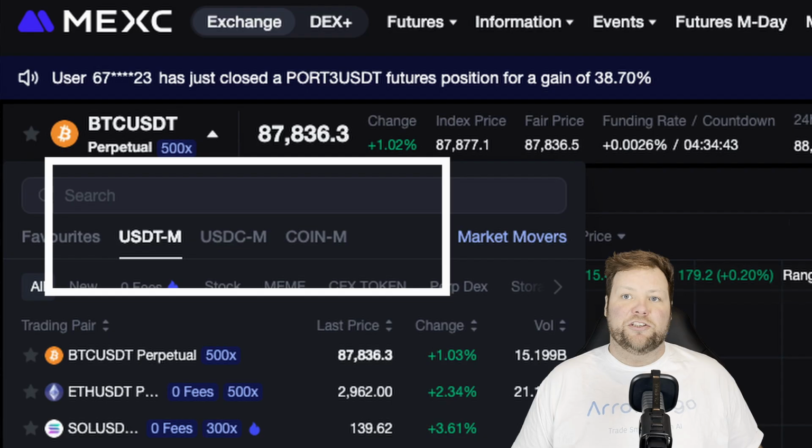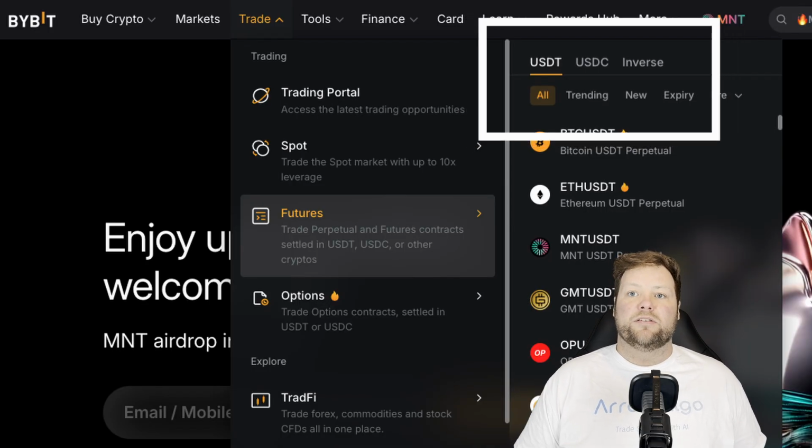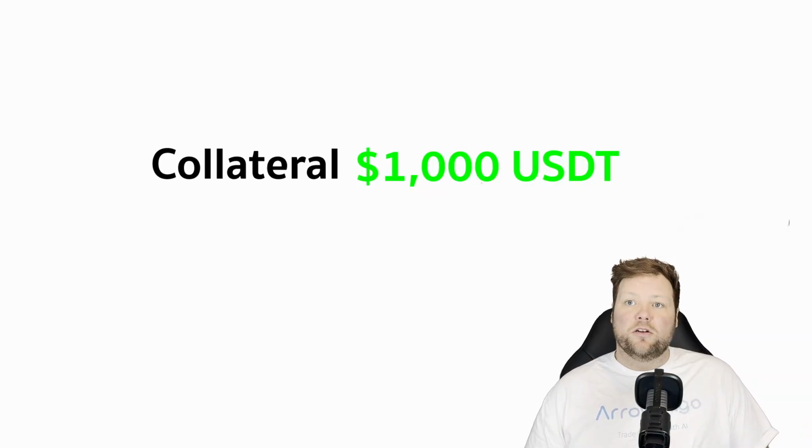The first option is a stablecoin margin account. Most crypto exchanges use USDT or USDC. That means that your collateral is effectively in dollars. The dollar margin is the simplest to understand because your collateral is stable. So if you deposit $1,000 of USDT, that value doesn't move just because the market does.